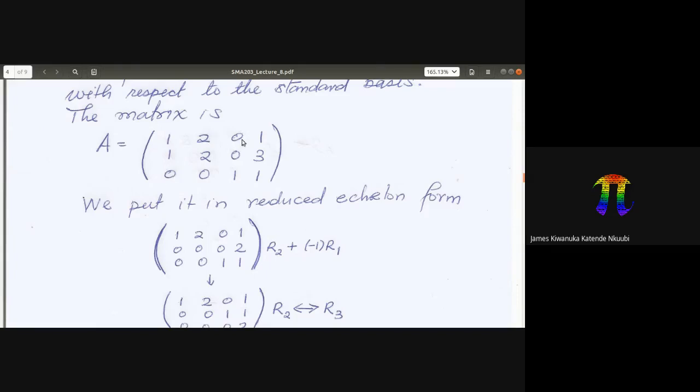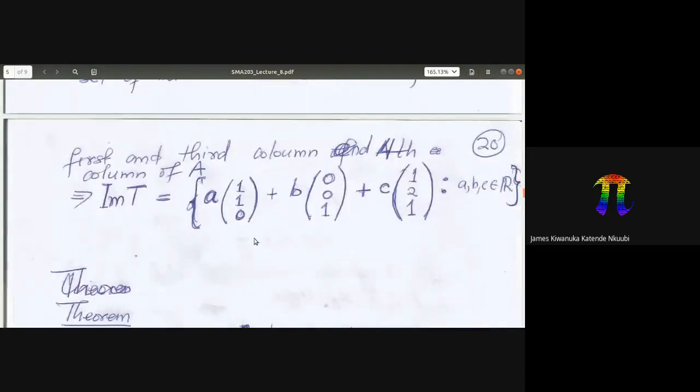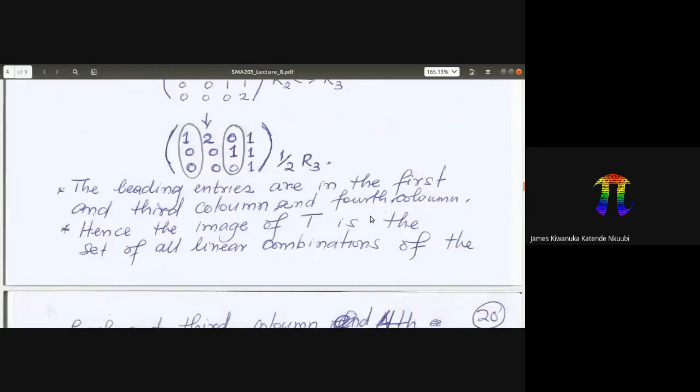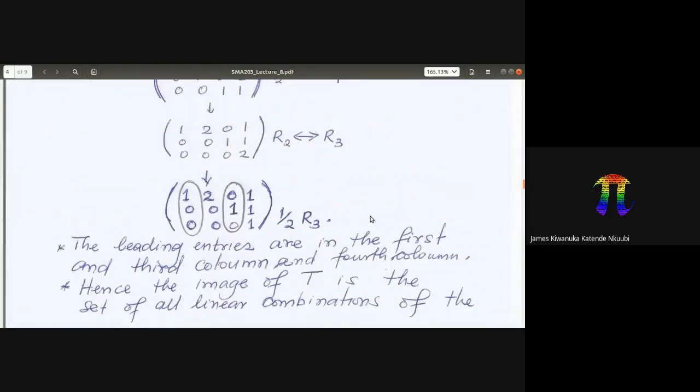So these two vectors will form a basis for the image of the linear transformation, and any vector in the image can be written as a linear combination of the two vectors. So if we were to write this out as a set, it means that this is... no. Why do I have three? Actually, there should be three, correct? Because we have three leading entries. Or did I make a mistake somewhere?